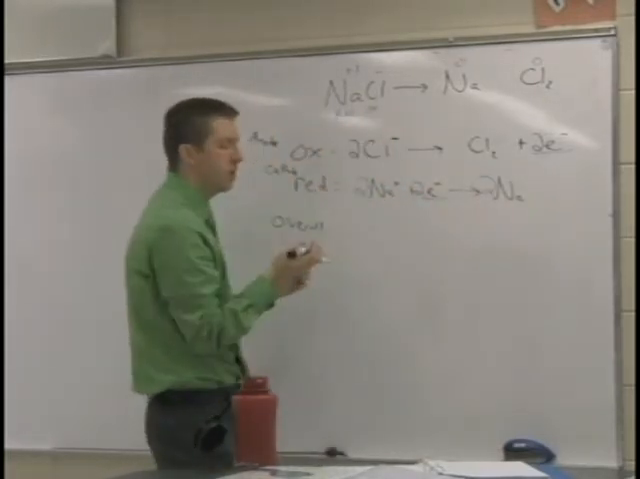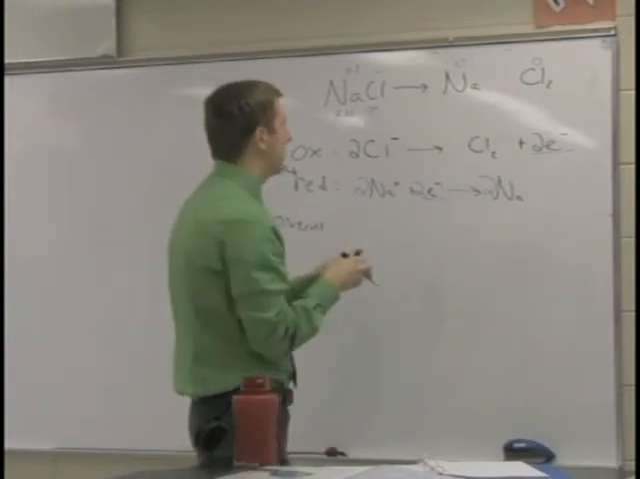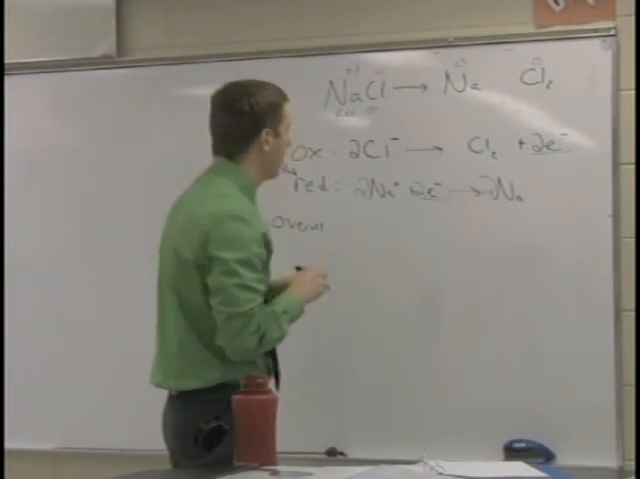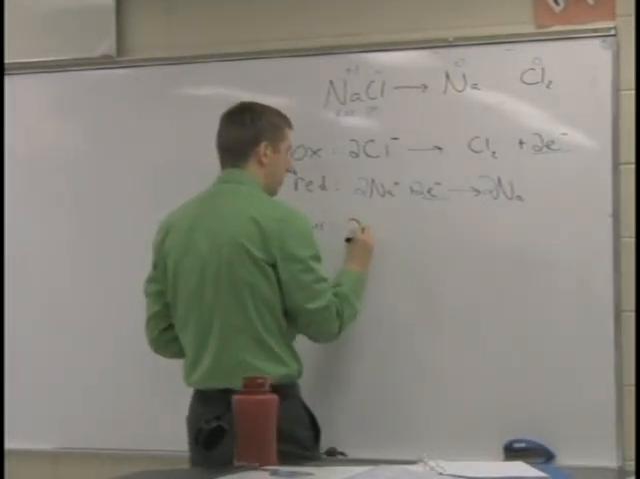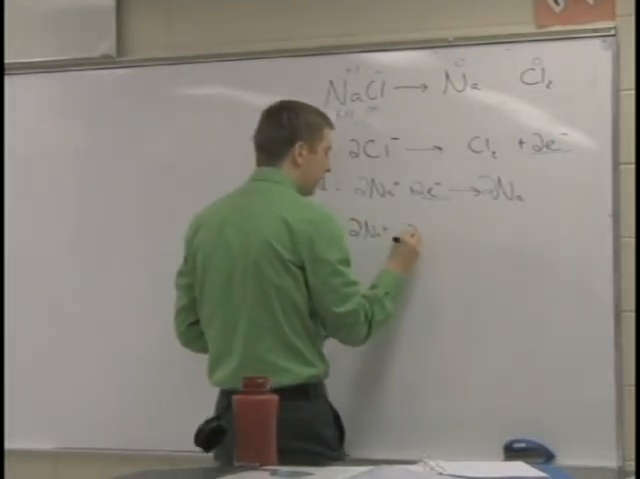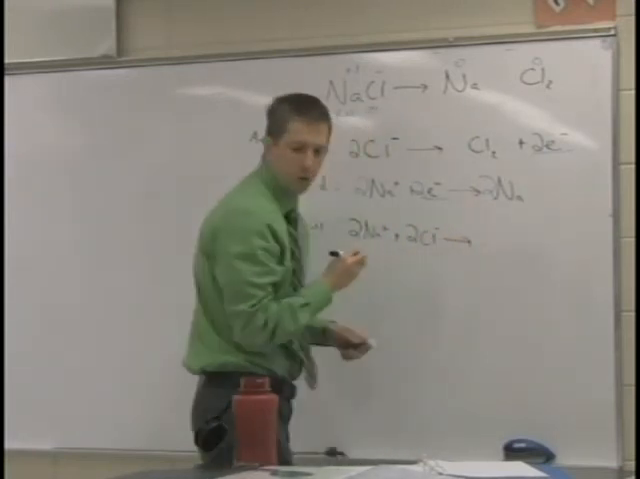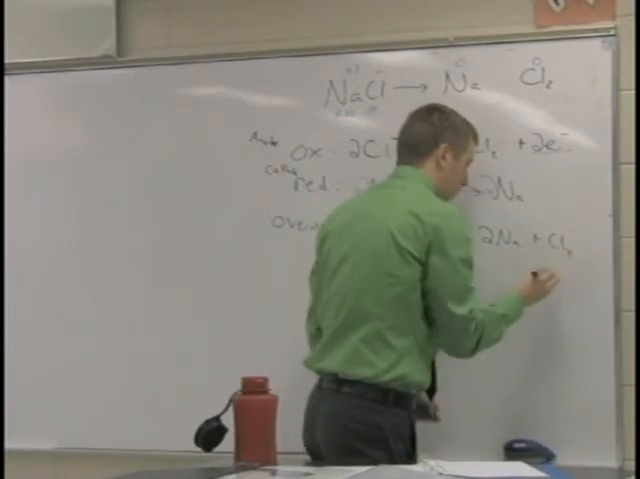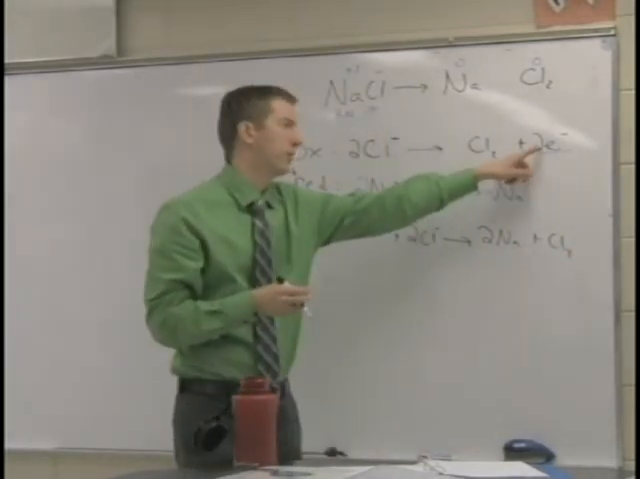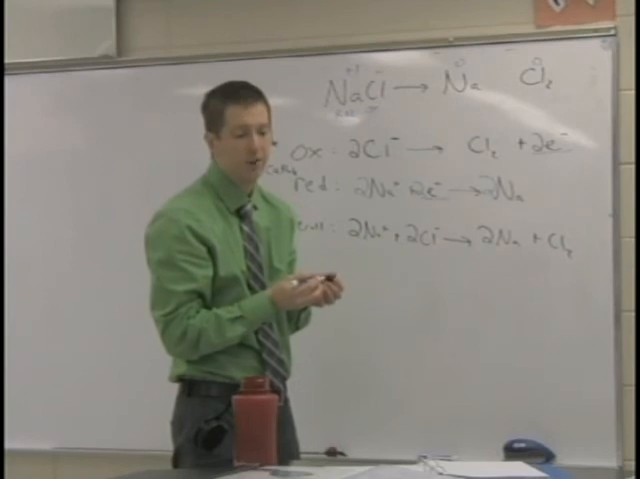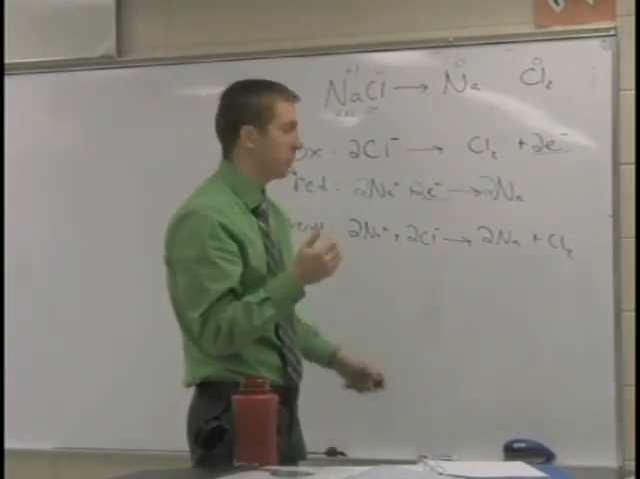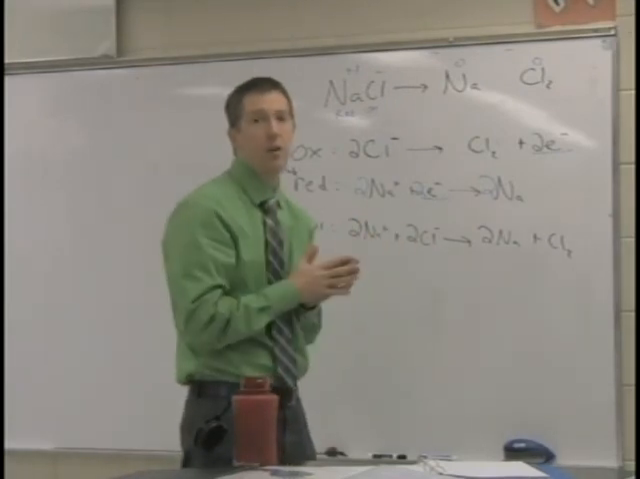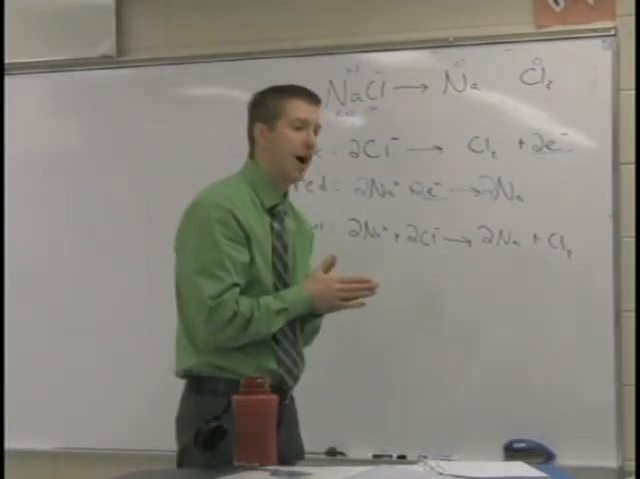Now I can add these 2 together. And when I add these 2 together, the 2 electrons on the left side of the arrow and the right side of the arrow will cancel each other out. So my overall equation is going to be 2 of the Na plus, 2 of the Cl minus, is going to give me 2 Nas plus Cl2. Keep in mind the number of electrons was 2 in this case if you were to use the Nernst equation or the Faraday equation as well. And that is all that we have for chapter 19 on electrochemistry.